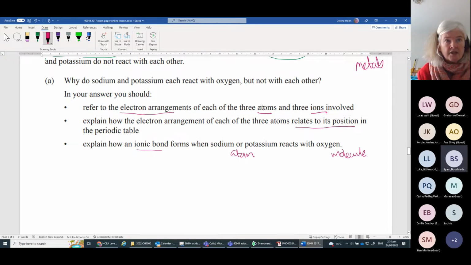Have I done the electron arrangements of all three atoms and all three ions? Have I referred to its position in the periodic table? Have I said about that exchange of electrons to form that ionic bond? So you could even say, what is an ionic bond? An ionic bond is an attraction between two ions, a cation and an anion.